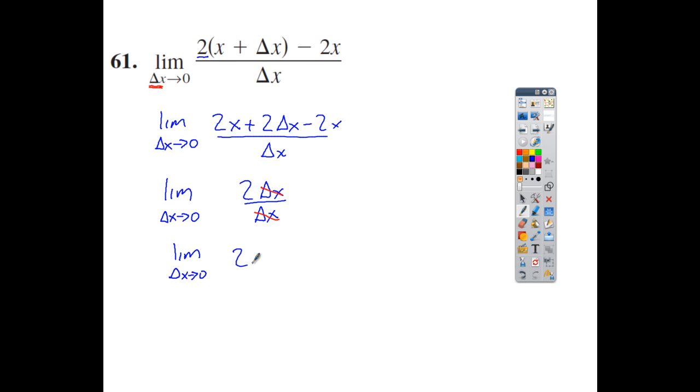And the limit of a variable going to a constant of a constant is just that constant. It's 2. So that is our solution.